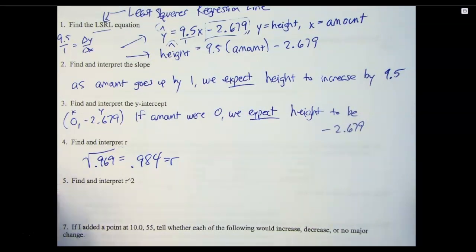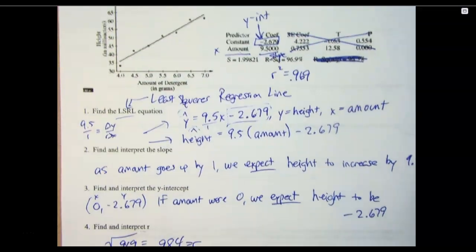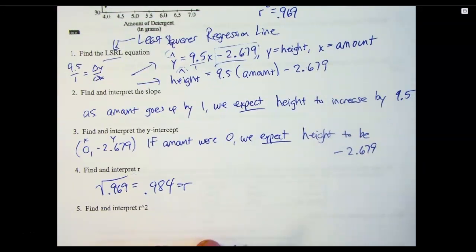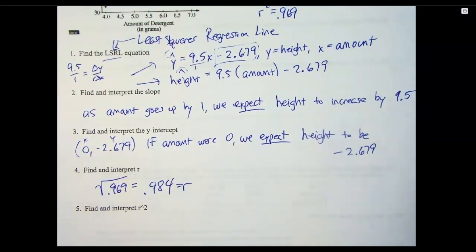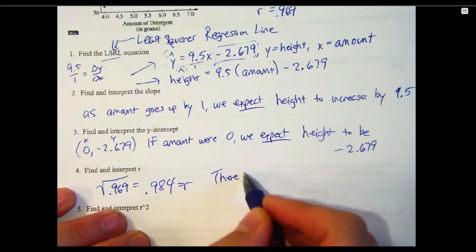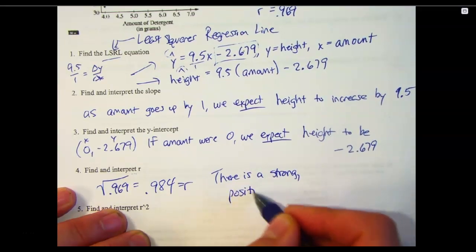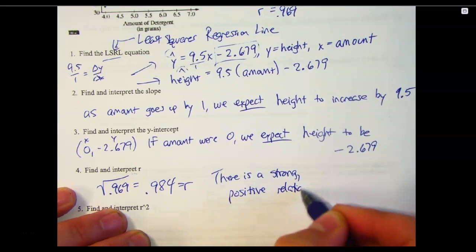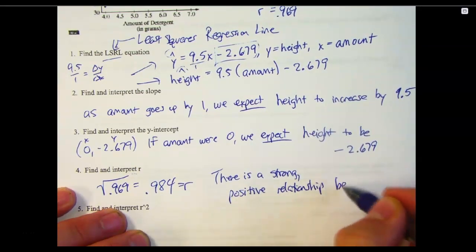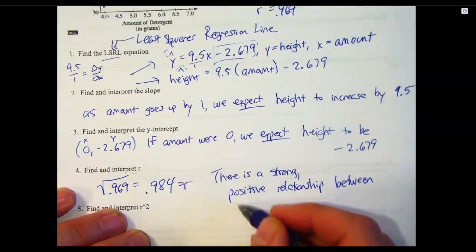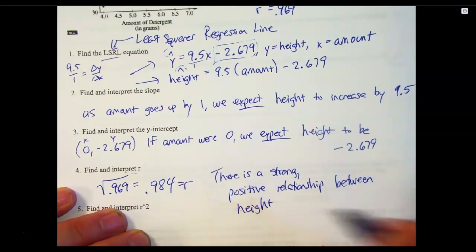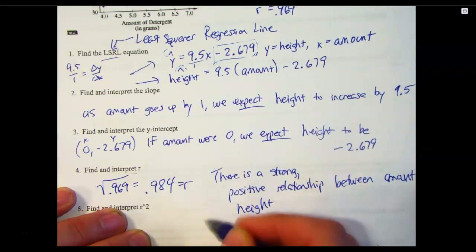And so if we're interpreting r, I could actually say this is linear because I can see the data, and it is. I do want to say if it's strong, moderate, or weak, so 0.984. That's strong, right? Positive or negative? Positive is going up, and then remember context. So there is a strong positive relationship between amounts and type.